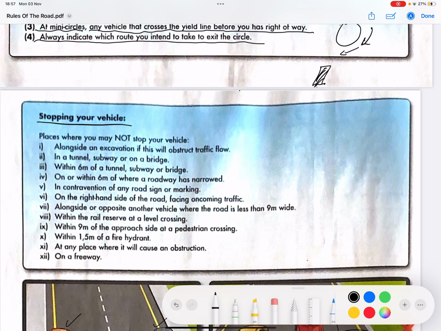Okay? Now we come on to stopping your vehicle. The rules with regards to stopping your vehicle. Here are some places where you may not stop your vehicle. You must know. You may not stop your vehicle alongside an excavation if this will obstruct traffic flow.